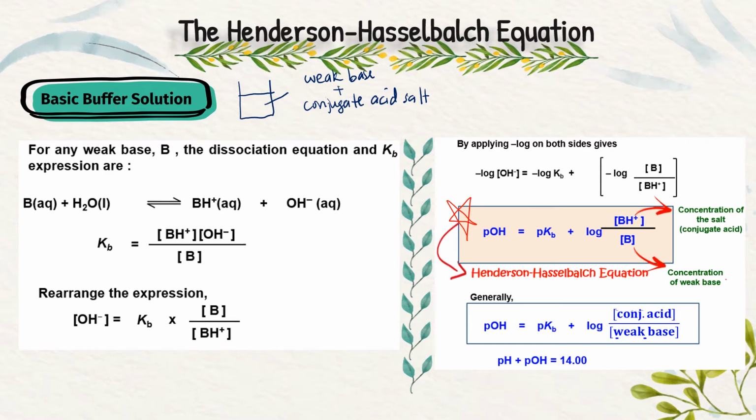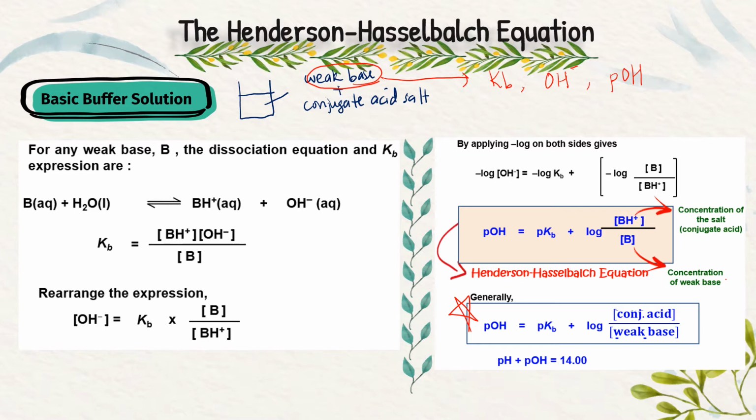Okay, but in general, apa yang kita akan ada dekat sini adalah, untuk a basic buffer solution, instead of calculating pH, kita akan kira pOH terlebih dahulu. Again, sebab apa? So, as you can see, since we are dealing with a weak base, kita akan ada nilai Kb. Dan, since it's a base itself, it will dissociate and form OH-. Yang mana kalau ada OH-, kita kena kira pOH terlebih dahulu. So, be very clear about this.